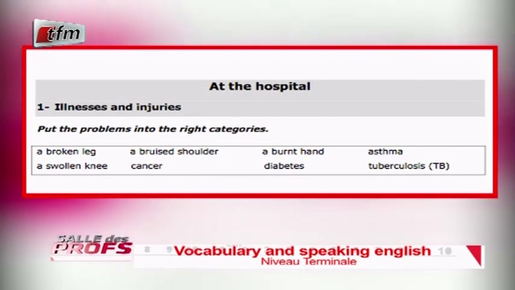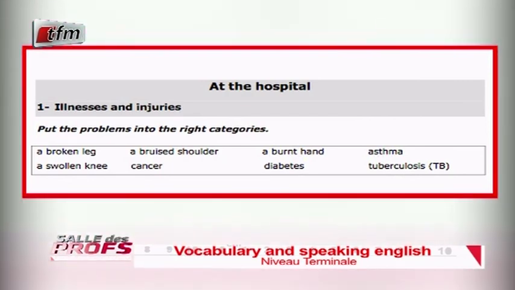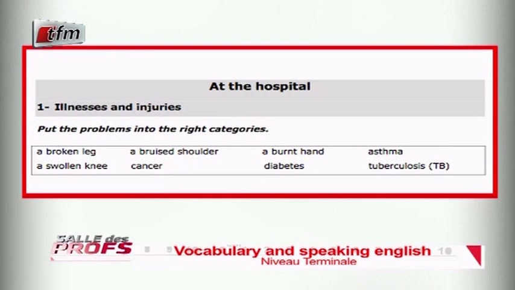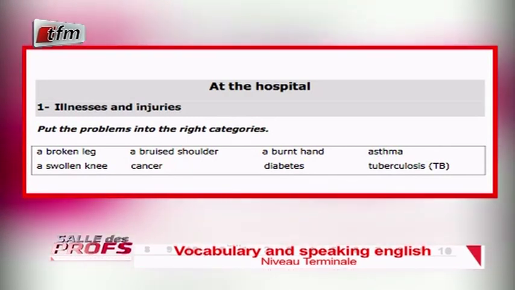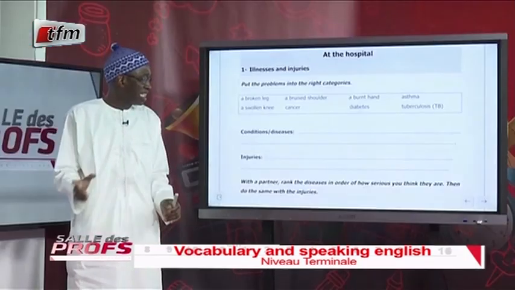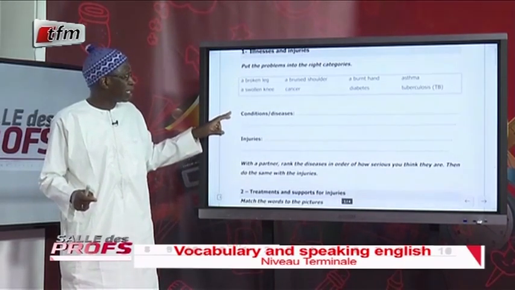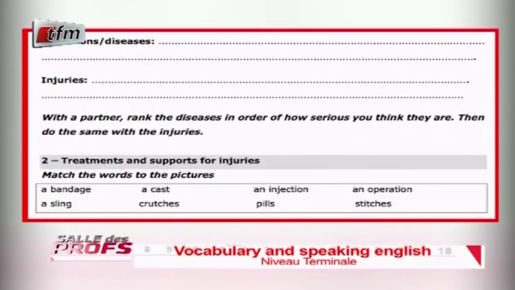So you have a broken leg, a bruised shoulder, a burnt hand, asthma, a swollen knee, cancer, diabetes, and tuberculosis. We also abbreviate by saying TB. So once again, you are going to take the different problems and put them into these categories: conditions, diseases, and injuries.